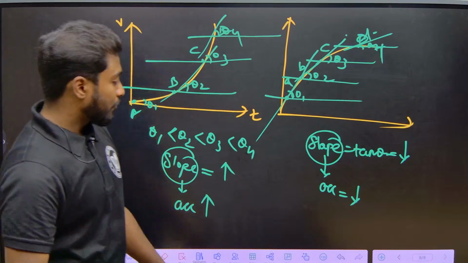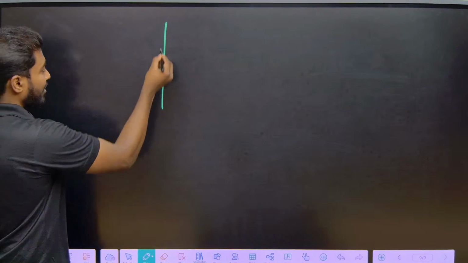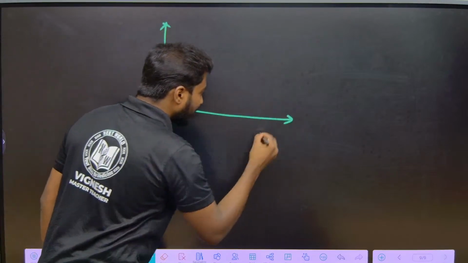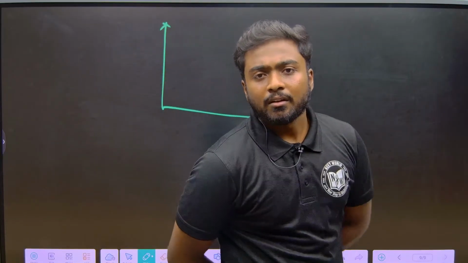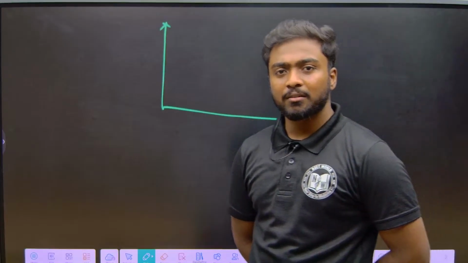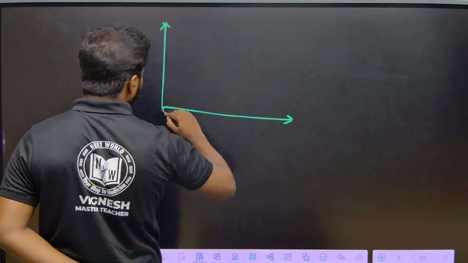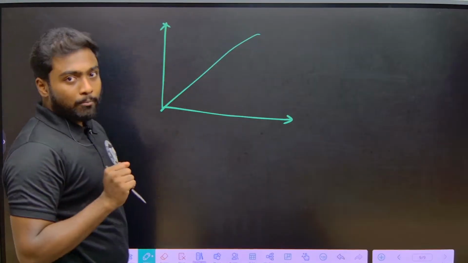Okay, fine. See, listen guys, the same thing. Sir, you have talked about the XT graph, sir, the VT graph, sir. What about the AT graph, sir? Whether there is a slope for that? Sir, no, there is no slope for the AT graph. But I can find one thing.